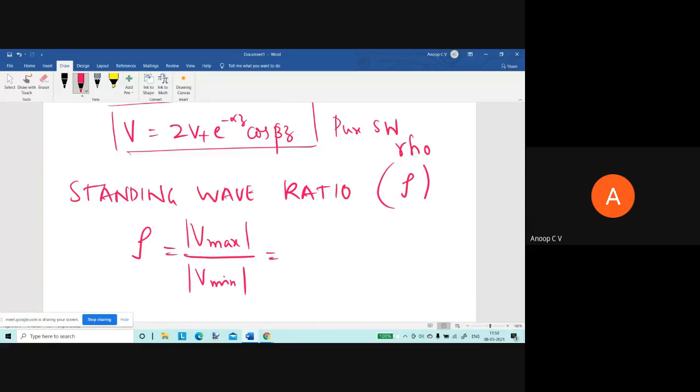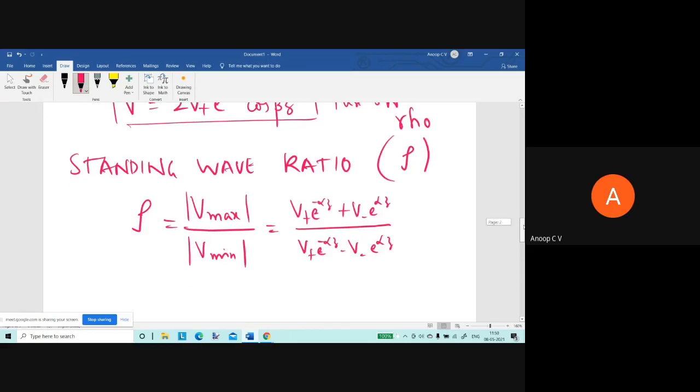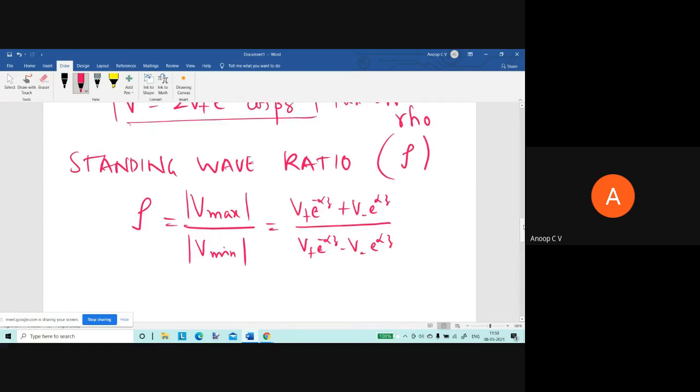That is, magnitude of V plus e power minus alpha z plus V minus e power alpha z, divided by magnitude of V plus e power minus alpha z minus V minus e power alpha z. So this is the standing wave ratio, a ratio of maximum to minimum in a standing wave.